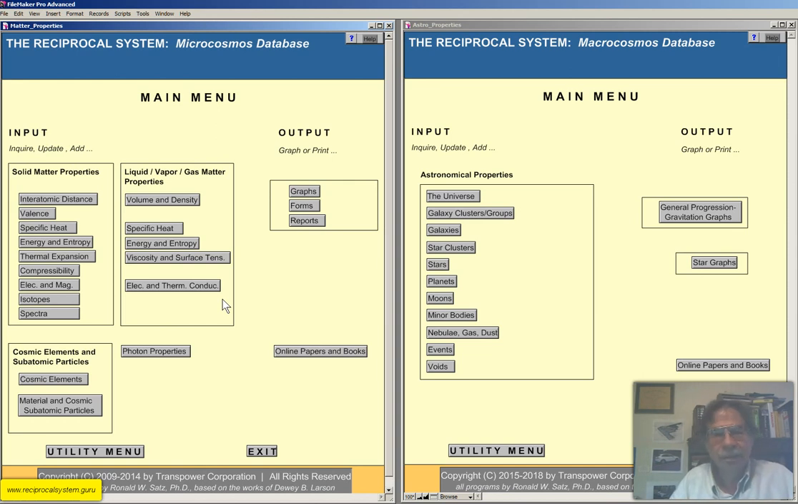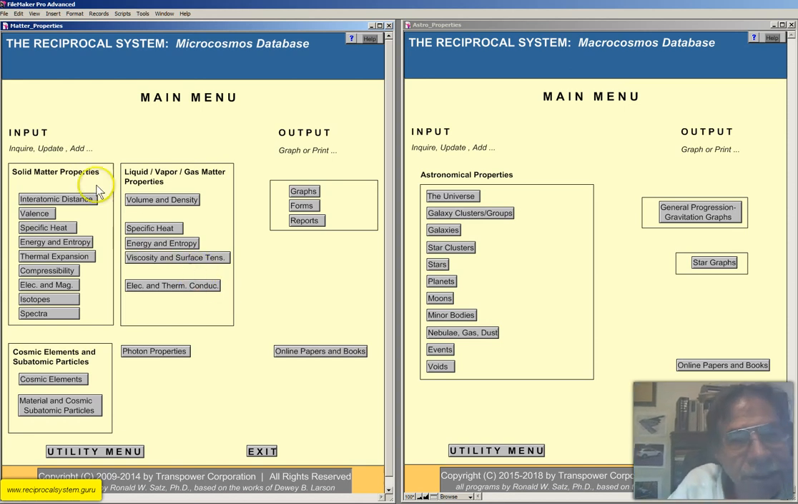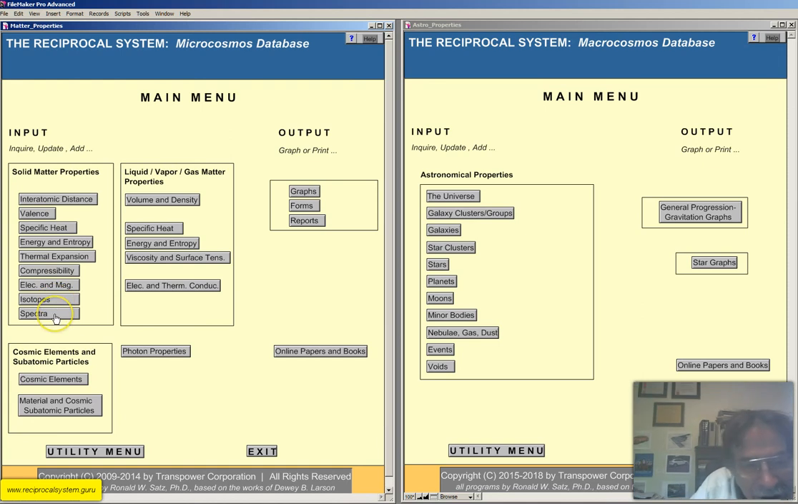Thousands and thousands of equations, 711 pages for the PDF, 711 slides in the PowerPoint file. Numerous diagrams, tables, figures, everything. It'll take you months to go through it. Then, after that, then you can get these two database modules. This is the Microcosmos database module, and this is the Macrocosmos database module. The Microcosmos database module covers solid matter properties, including interatomic distance, valence, specific heat, energy and entropy, thermal expansion, compressibility, electrical and magnetic properties, isotopes, and atomic spectra.